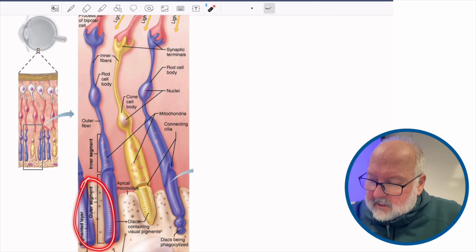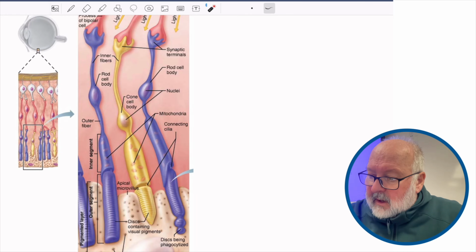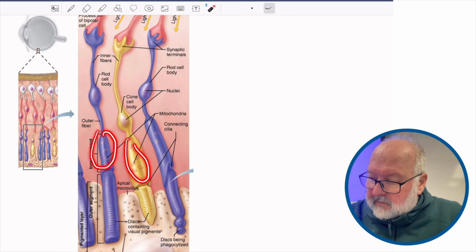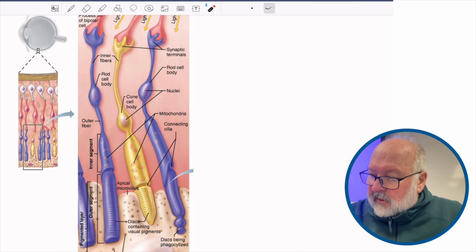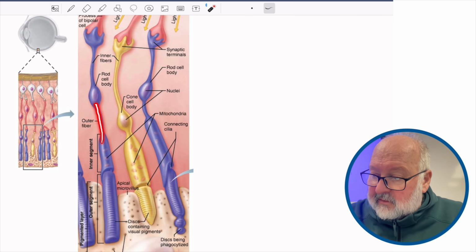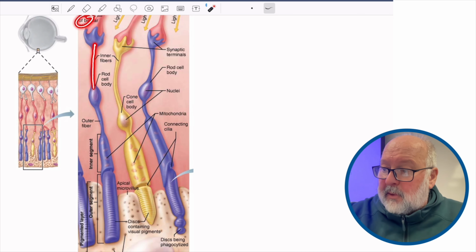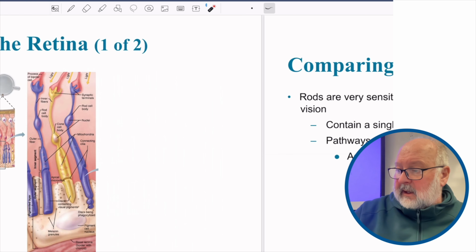So let's look at the parts of these. We have outer segments. So there's an outer segment of a rod, outer segment of a cone. Then we have the inner segments we can see here. And we can see that they're connected by a little connecting cilia. And then from here, the inner segment, we head towards the cell body, and this is the outer fiber, connects the inner segment to the cell body, and then the inner fibers head off towards the bipolar cells down here. And we can see that theme carries on with both of these.